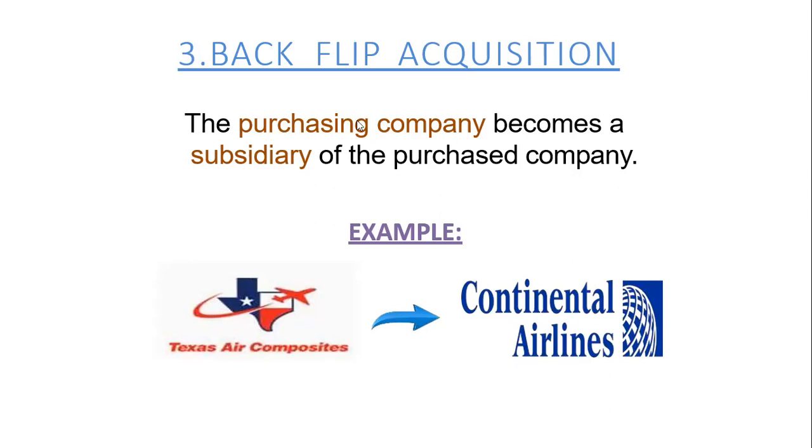Next is backflip acquisition. The purchasing company becomes a subsidiary of the purchased company, Texas Air Composites, Continental Airlines. So the purchasing company becomes a subsidiary of the purchased company. Texas Air Composites will become a subsidiary under Continental Airlines.